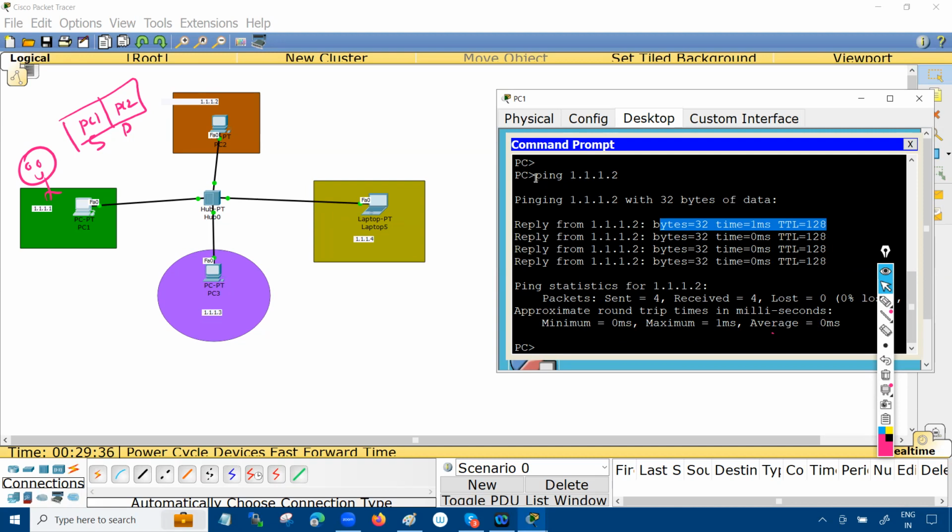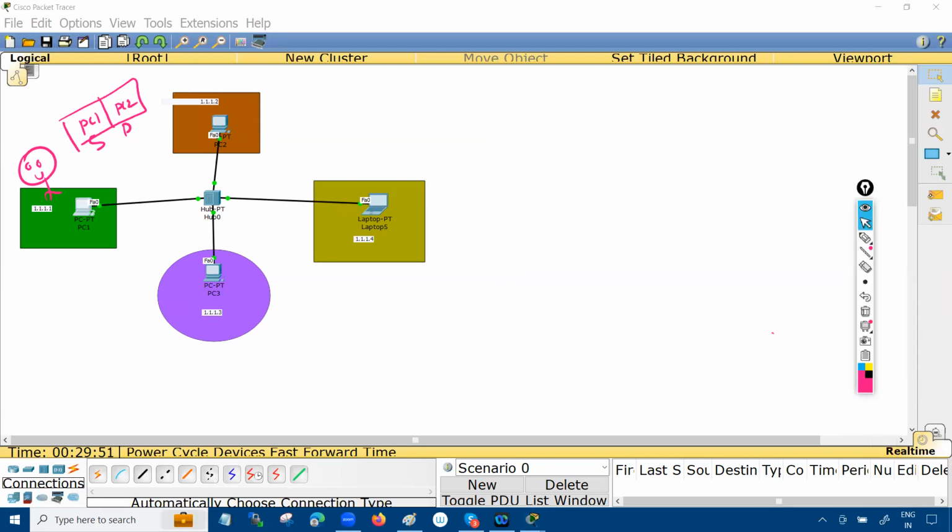So right now you can see that when I send the packet to ping 1.1.1.2 from PC1, I'm getting the reply from 1.1.1.2. It means that I do have connectivity. Now let me show you in the depicted format. So what I can do from PC1, hold on.